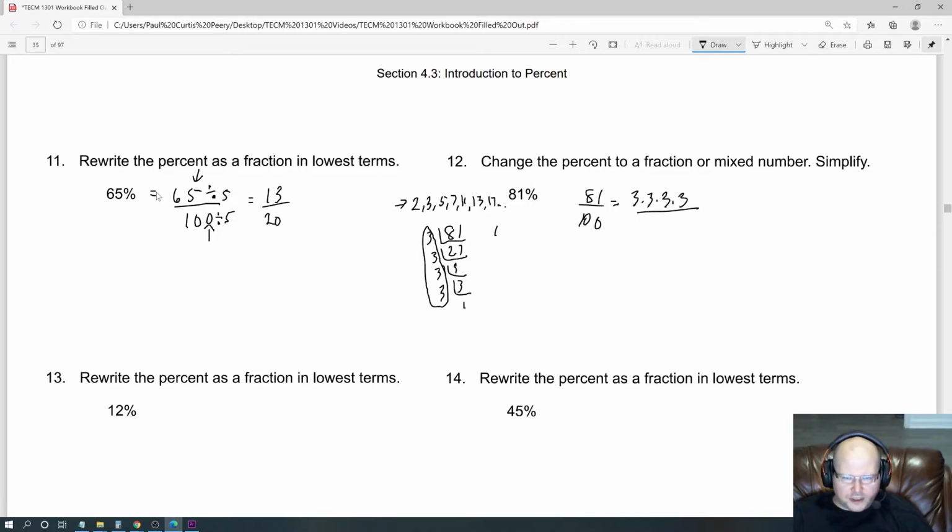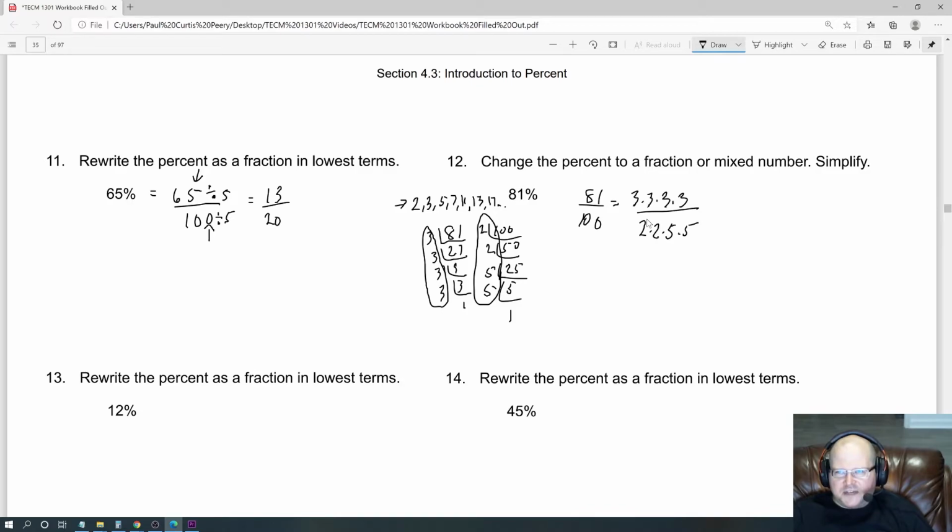Okay, what about 100? Can I divide 100 by 2, the first prime number? Yes, it gives me 50. Can I divide 50 by 2? Yes, it gives me 25. Can I divide 25 by 2? No. Next one, 3. 25 divided by 3? Not even. 25 divided by 5? Yes, gives me 5. 5 divided by 5? Yes, gives me a 1. I'm done. Prime factorization of 100 is 2 times 2 times 5 times 5.